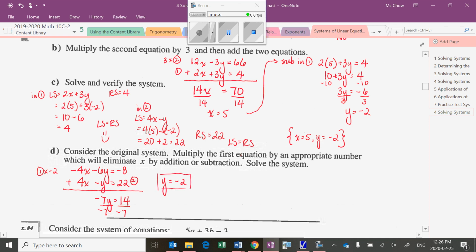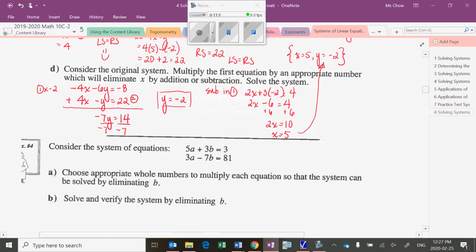So you can see that we end up with the same y value, which is no surprise whatsoever, and we'll substitute it again. We can put it into either one. We can substitute it back into the original number 1. So then that was 2x plus 3y, or 2x plus 3 times negative 2, and that had to equal 4. So 2x minus 6 is equal to 4. Add 6 to both sides. 2x equals 10, and divide both sides by 2, so x is equal to 5. And again, we're seeing what we had up here, so I'm not going to go through the verification because we've already verified those values.